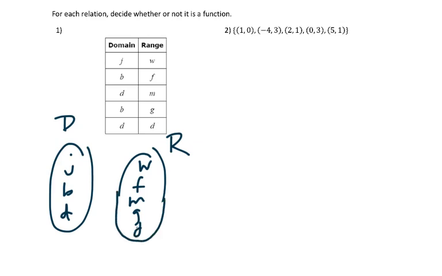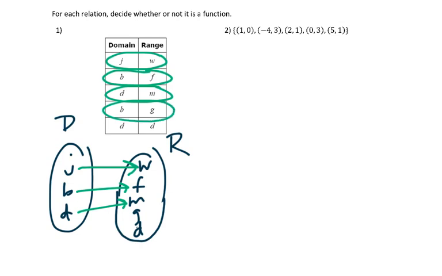Alright. And what I'm going to do is map out each of these. So if I look at this first row here, it says that the domain J goes to range W. So I'm going to draw an arrow from J to W. And if I look at the second row, I'm going to do the same thing, B to F, and then D to M. And then if you notice, it now says B to G, so I already have a B, and I'm going to draw an arrow from B to G, and then from D to D.